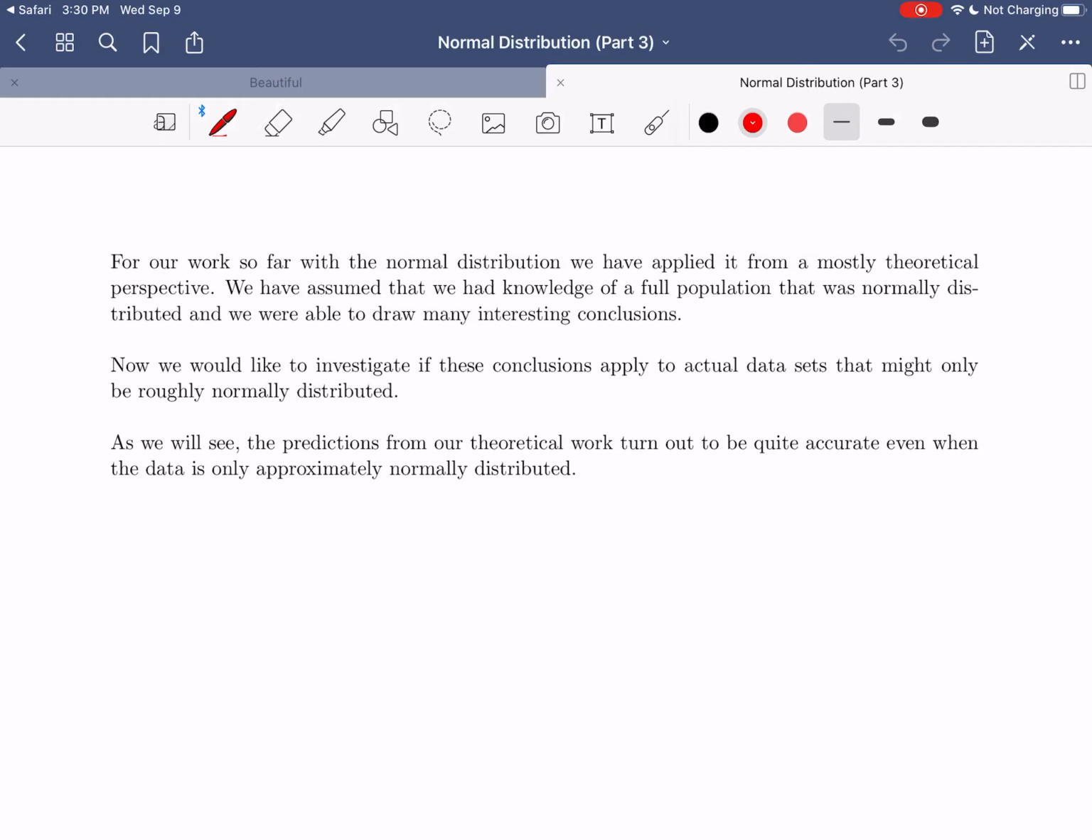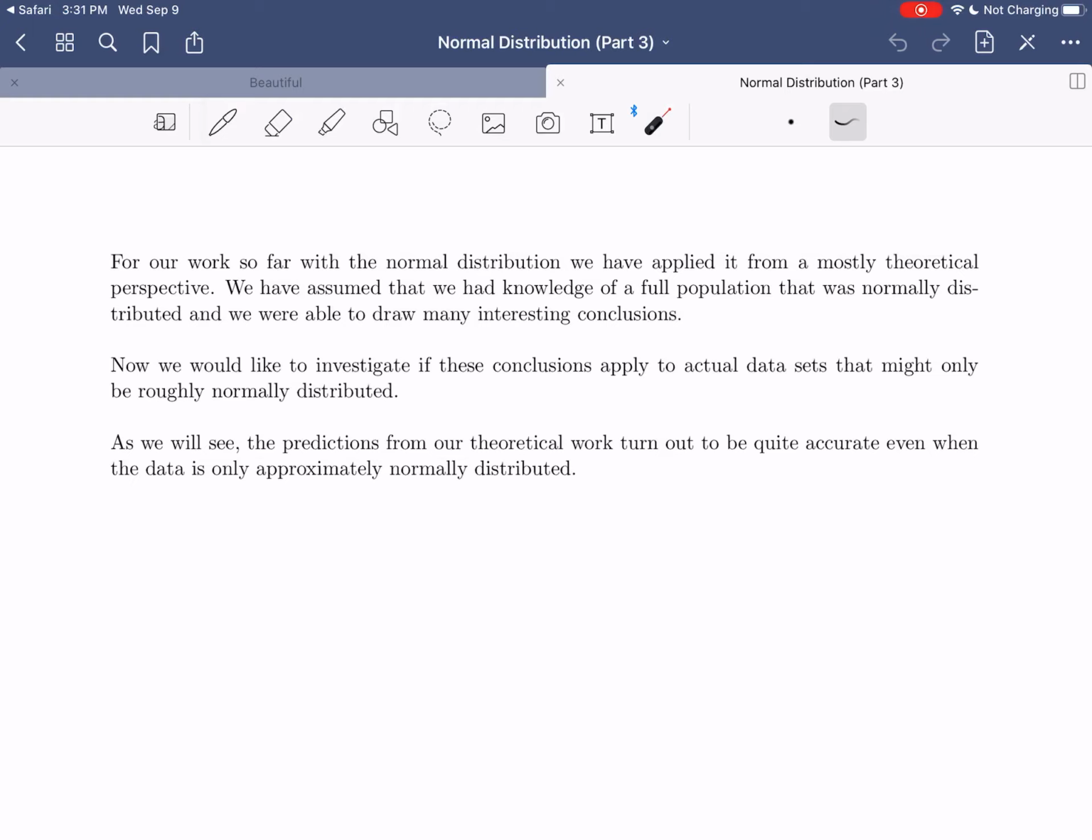However, for our work so far with the normal distribution, we've applied it from a mostly theoretical perspective. What we mean by that is that we've sort of assumed that we had knowledge of a full population that we were told was normally distributed, and then we were able to draw these interesting conclusions, right? And so every problem sort of started off with: assume the population is normally distributed, here's its mean, here's its standard deviation, go from there.